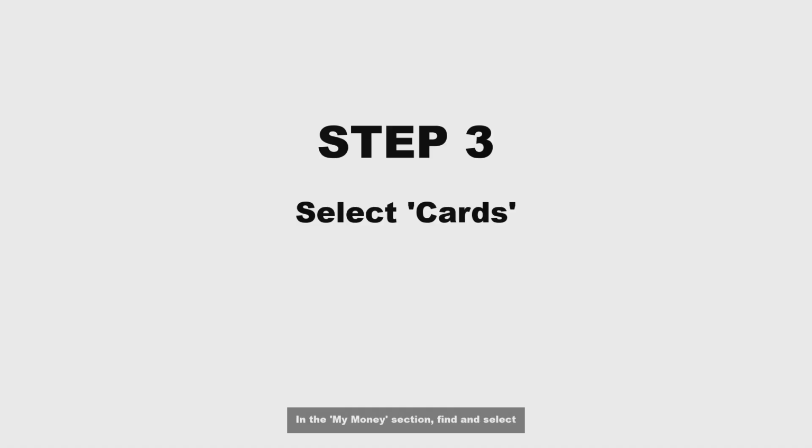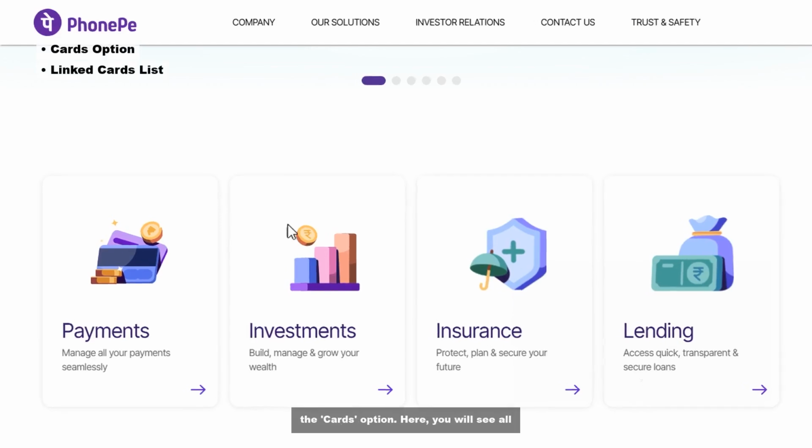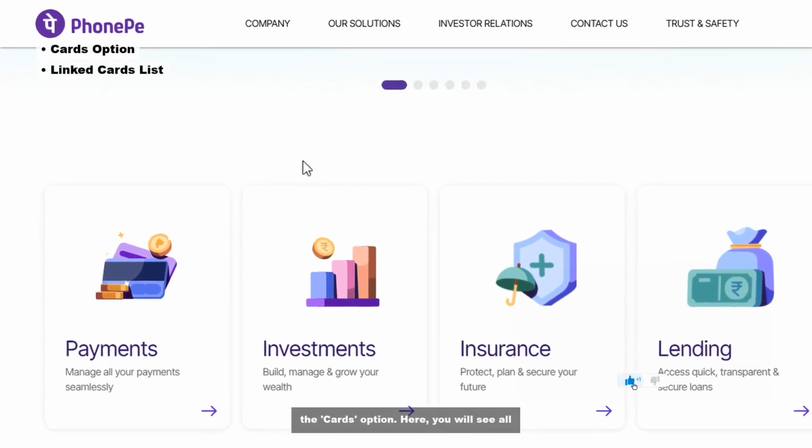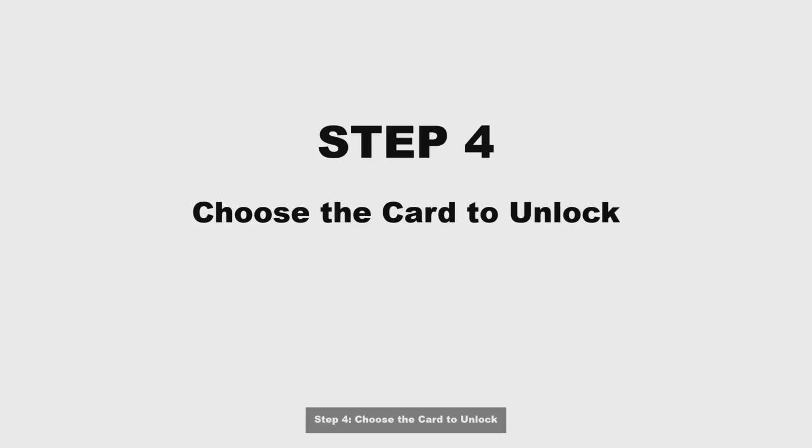Step 3. Select Cards. In the My Money section, find and select the Cards option. Here, you will see all the cards linked to your account.